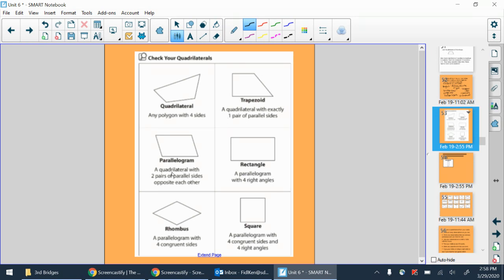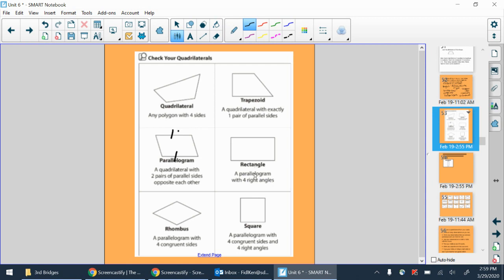A parallelogram is a quadrilateral, so remember that means 4 sides, with 2 pairs of parallel sides opposite each other. So that means that this side is parallel to that side. Okay, so they're opposite each other, they're across from each other. Remember, parallel lines mean they never touch. They will always stay the same distance. They don't get closer together, they don't get further apart.